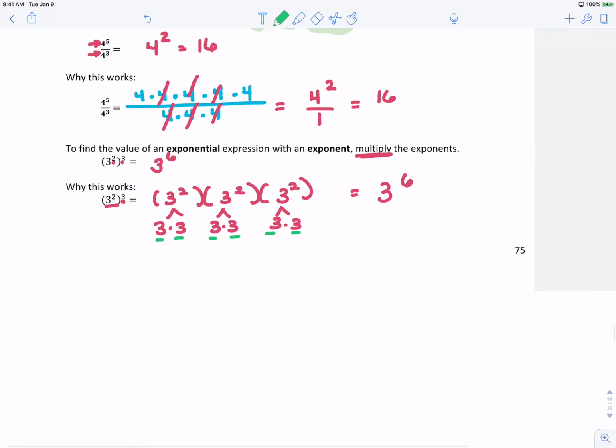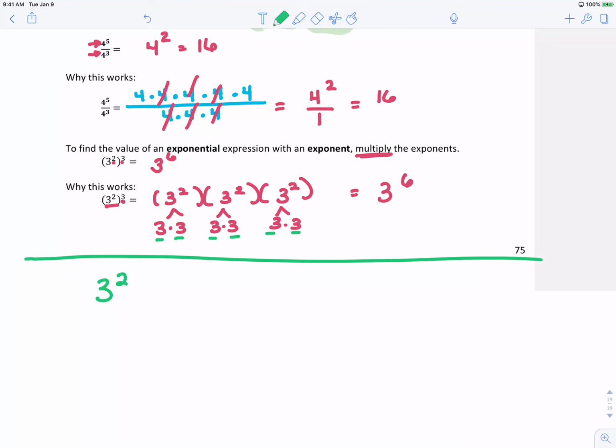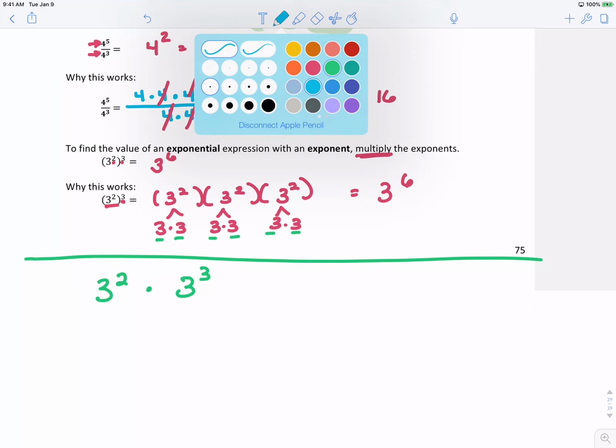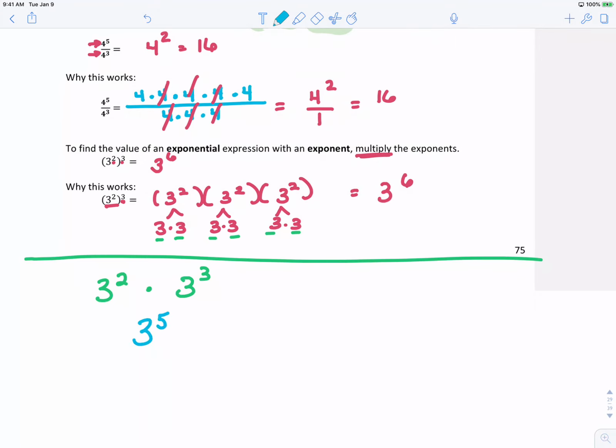Please do not get this confused with this, 3 to the second times 3 to the third. In this particular example, you would add these exponents because the base is written 2 times, and we are multiplying. This does not equal this. Again, the big difference is here we have the base written twice, where here we just have a single base.